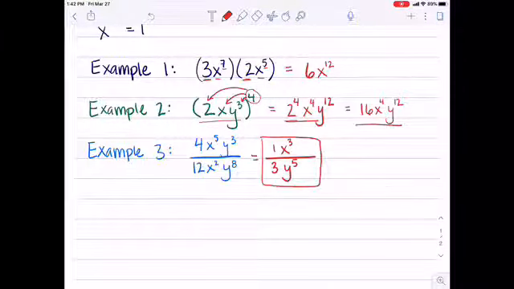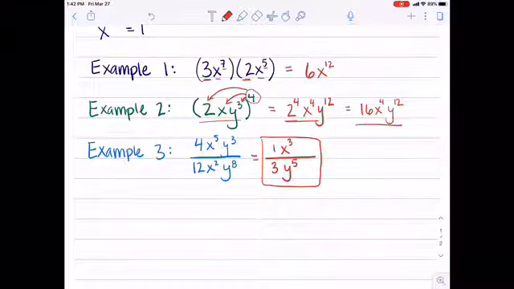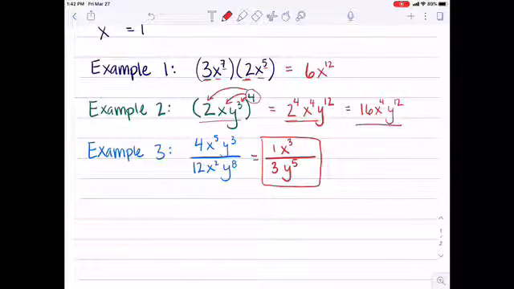So that's your review of exponents. Go ahead and try the front side of this assignment. When you move on to the back side, you can go ahead and watch the next video that goes with this assignment.